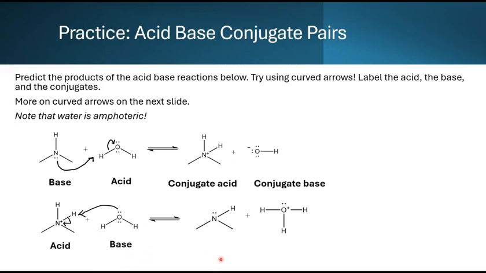On the product side, this first compound here looks like the acid minus H plus, which means it must be the conjugate base. And hydronium looks like the base, but now it has H plus, therefore it's the conjugate acid.